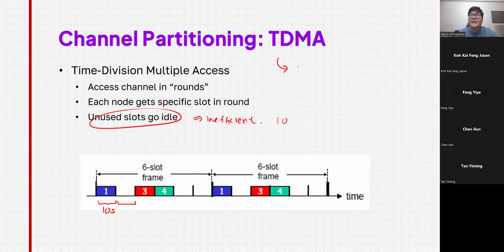There's also another type of partitioning, which is your FDMA, frequency division multiple access. This is similar to saying, for example, if I send a cable, they have multiple frequencies, right? The lower frequency one, the higher frequency one. So each node can send at a specific frequency only. So that is just the frequency division multiple access.